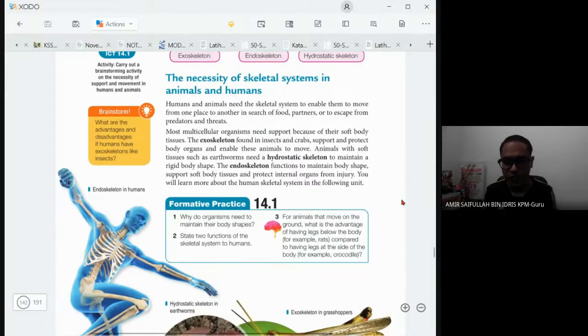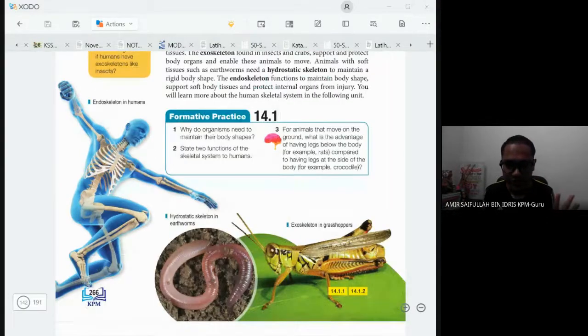Okay, so far so good. 14.1, any question? If okay, can raise up the hand. Clear. Okay, good. Thank you.